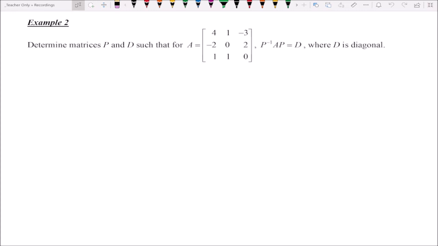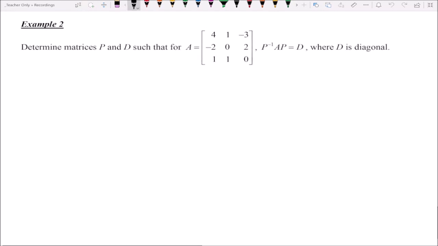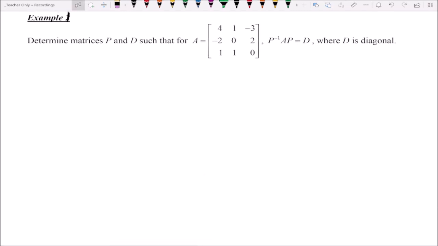We will now determine matrices P and D such that for this matrix A, P inverse AP is equal to D, where D is diagonal. And this must be a mistake because this is not example 2. This is our first and only example. Well, based on the work so far, what we need to do is determine eigenvalues and then our linearly independent eigenvectors.